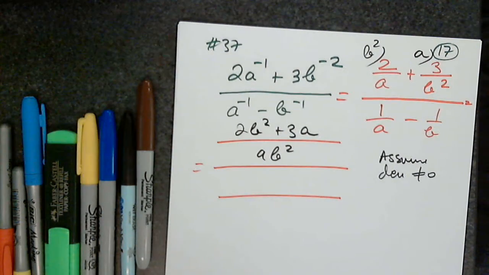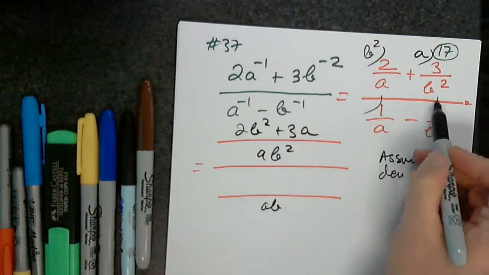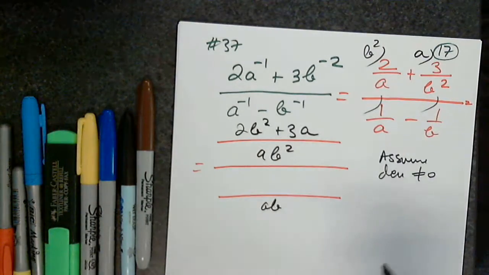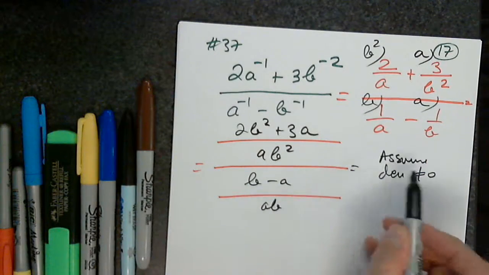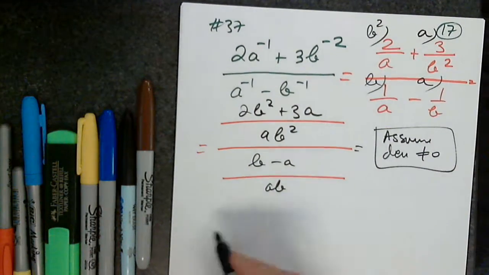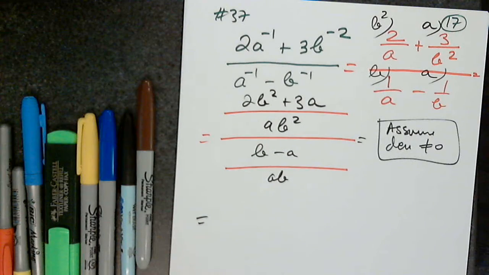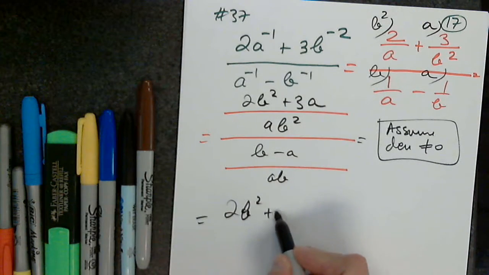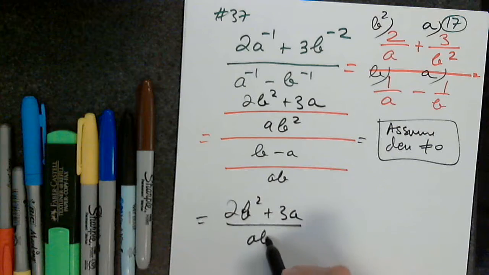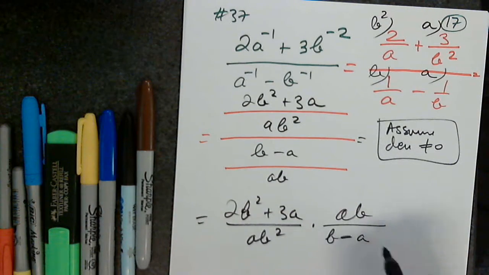Okay, the least common denominator for the bottom. What do you need for the tops? Good, so you're right, b minus a. Assume all denominators are not 0. Now, I have simplified the top into one fraction. I have simplified the bottom into one fraction. What now? Copy the numerator, very good, and multiply by ab over b minus a.